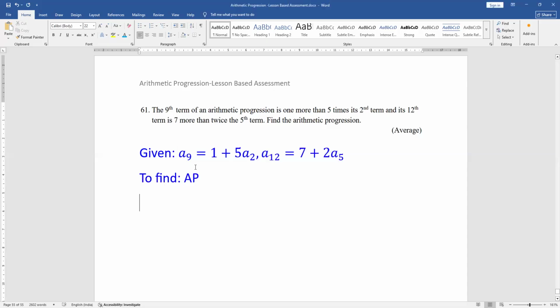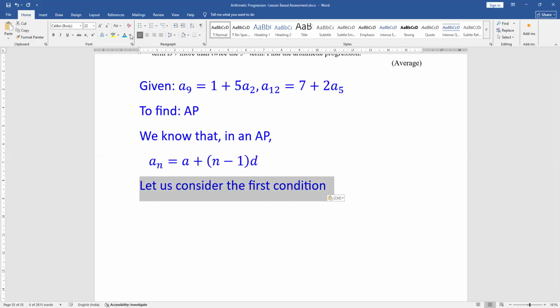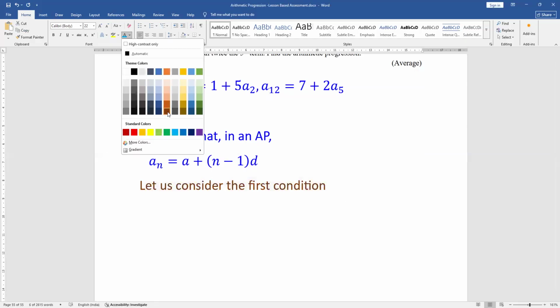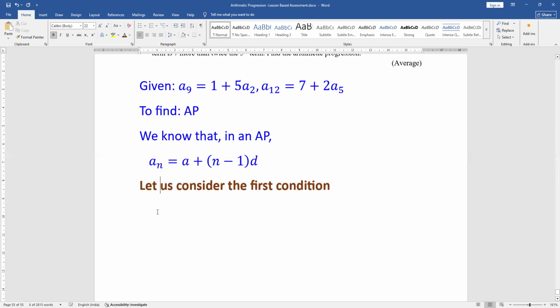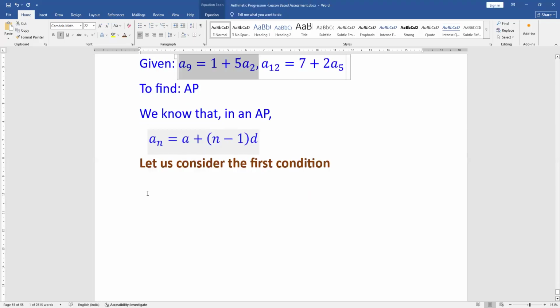Then, which formula should we use for everything? Let us use the An formula. Okay? So you know that in an AP, An equals a plus n minus 1 times d. Now what I do is I'm going to take the first condition. So let us consider the first condition. So I'm going to consider the first condition, people. Here what does it say, let me write the first condition. I will write that.